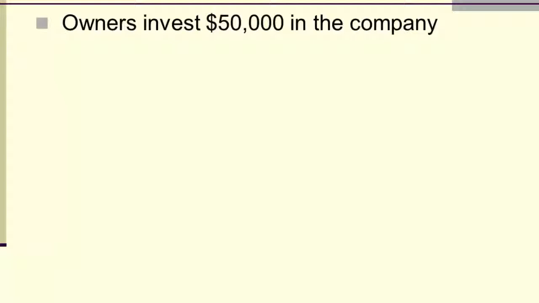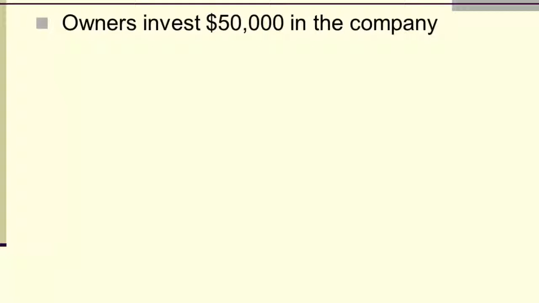Step number one, decide which accounts are going to be affected. In this case, cash is going to be affected because we're getting more cash. And the owner's investment account is going to get bigger because they're the ones with claim on that cash. So my accounts are cash and owner's investment. Cash is an asset, obviously. Owner's investment is an equity, also pretty obvious with this first simple example.